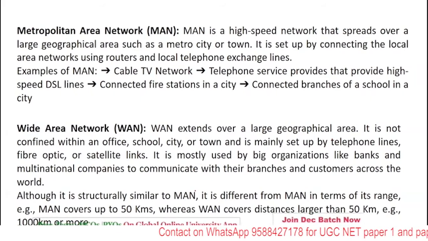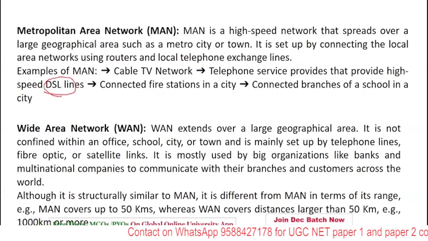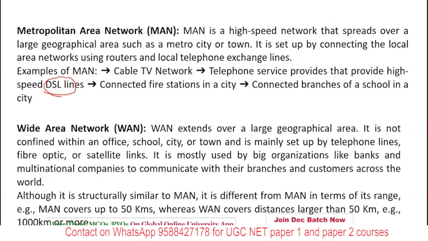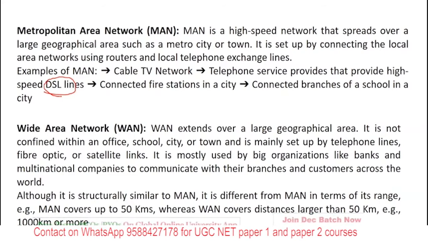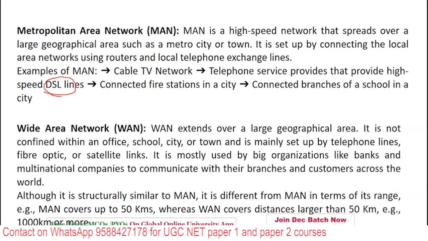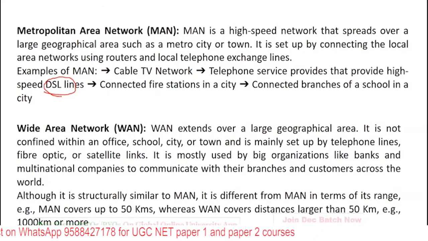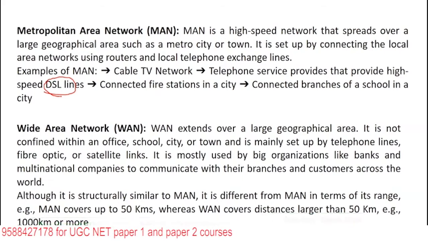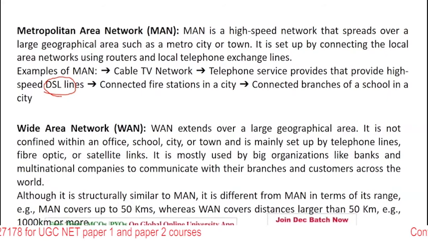Now here there was a specific acronym that is called DSL. So it is nothing but a digital subscriber line. Now what is it? It is basically a subscriber loop. It is a family of technologies which helps in transmission. So yes, that is all about metropolitan area network.